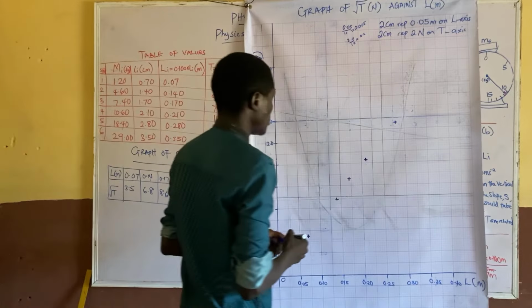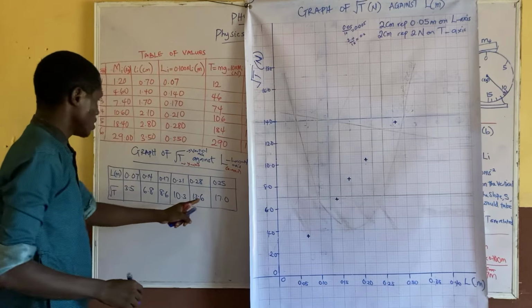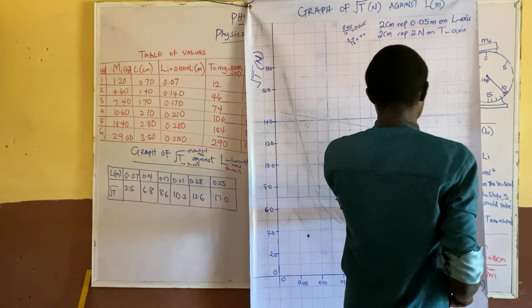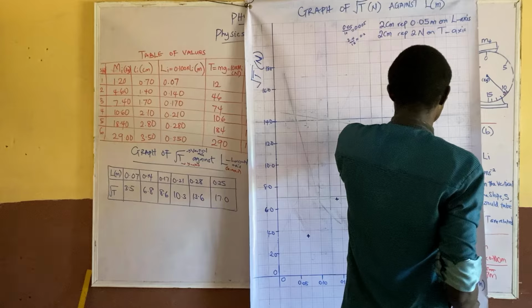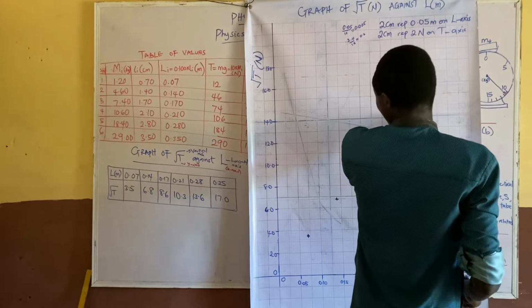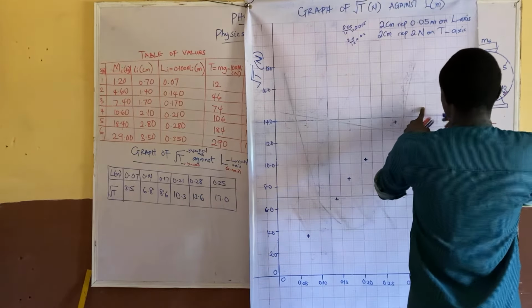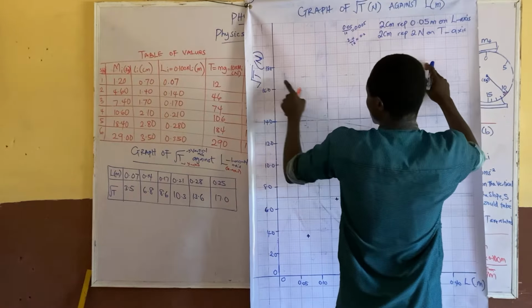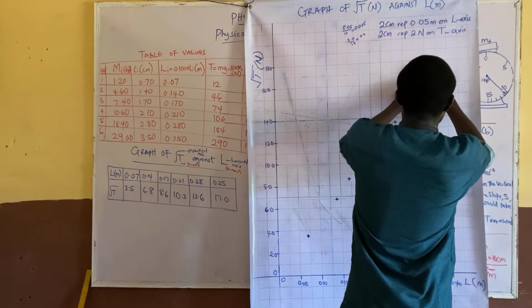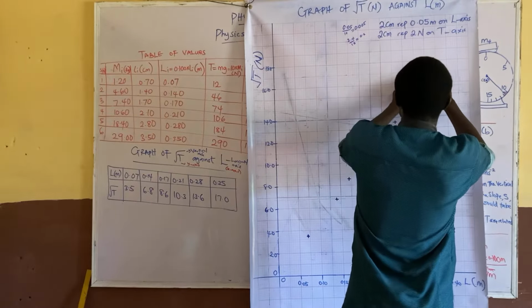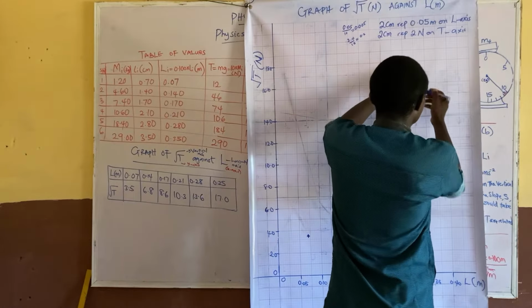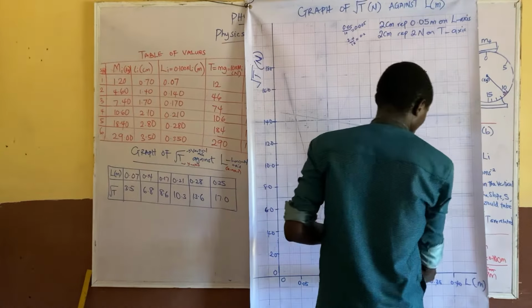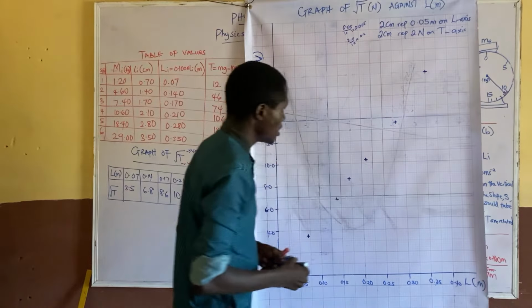Then the last one is 0.35 against 17. Our 17 is here. Then against 0.35, so the location lies here. So 0.35 against what? So here is our value.